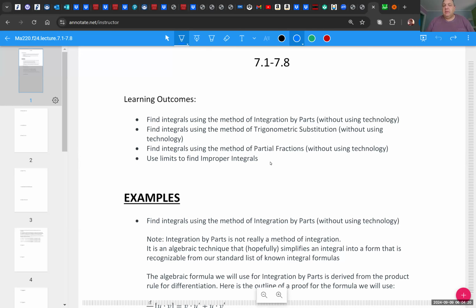Hi there. This video is for section 7.1. I'm going to show you how to find integrals using the method of integration by parts. And this is a method that does not use technology.